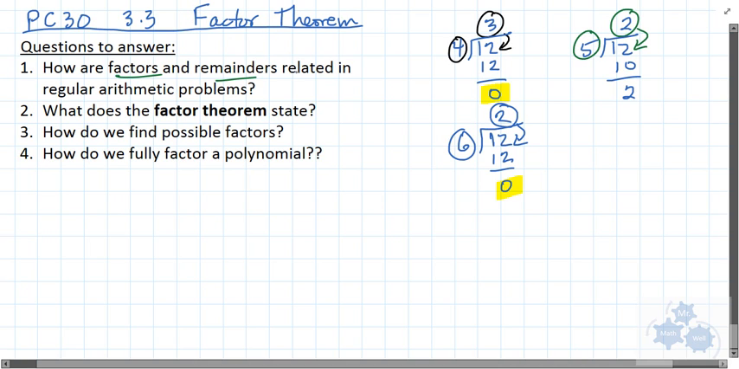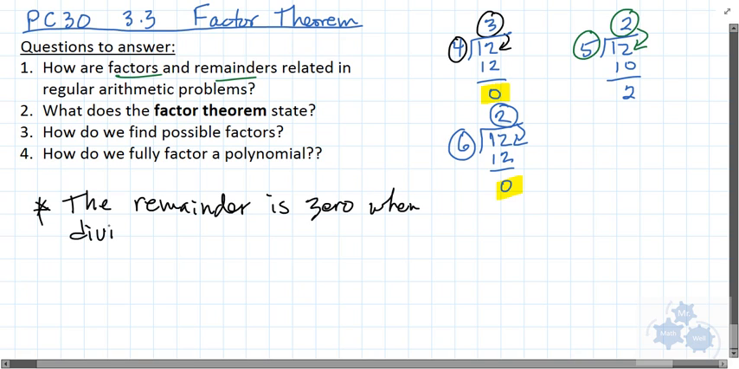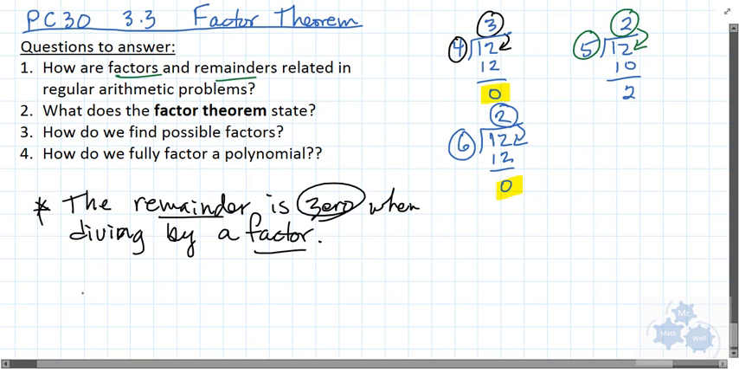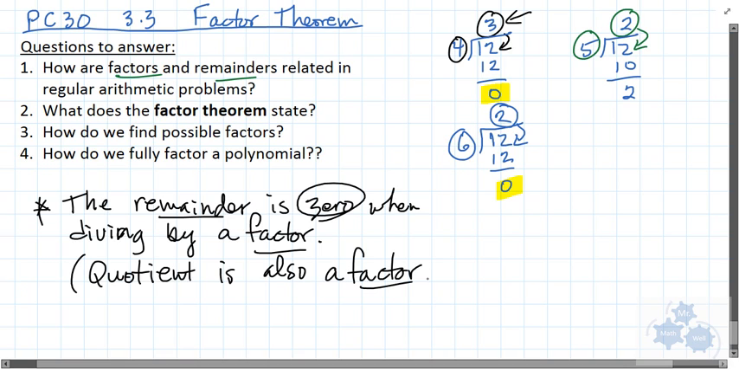Okay, so how are factors and remainders related? Well, we're going to say that the remainder is 0 when dividing by a factor. If it isn't truly a factor, the remainder is not going to be 0. And of course, what follows this is that the quotient, that's the number up top here, is also a factor. So we're going to get 2 factors right away when we divide and we get 0.